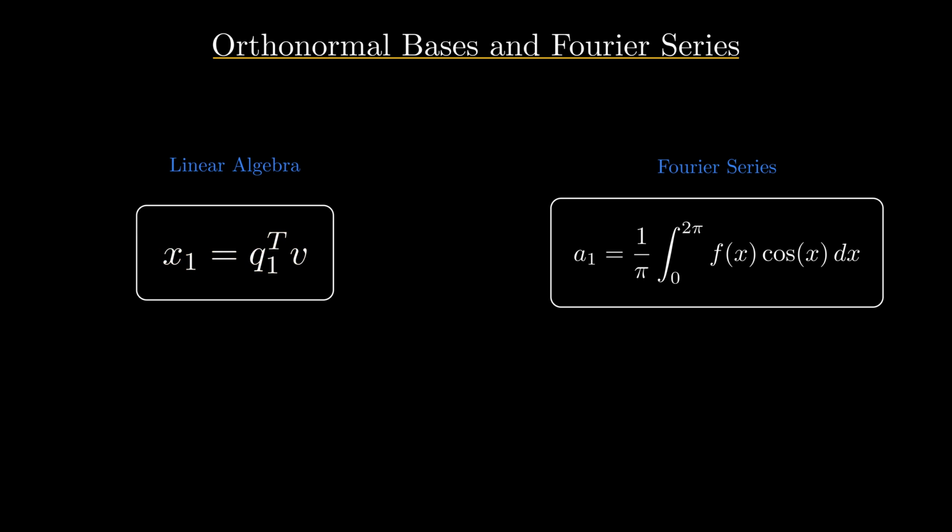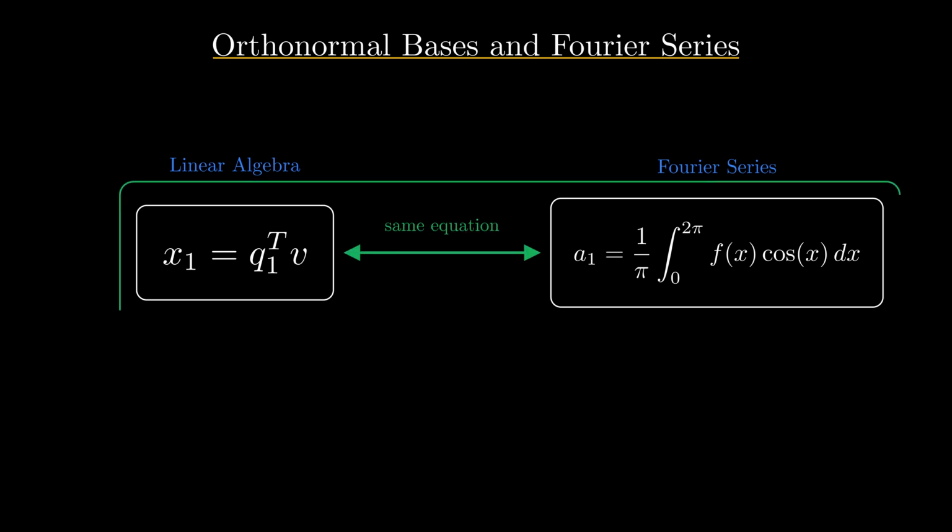On the left, x sub 1 equals q sub 1 transpose times v. On the right, a sub 1 equals 1 over pi times the integral from 0 to 2 pi of f of x times cosine x dx. These are the same equation. Let's start with the vector case.